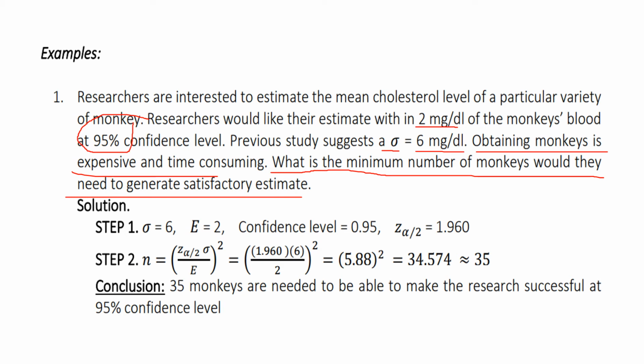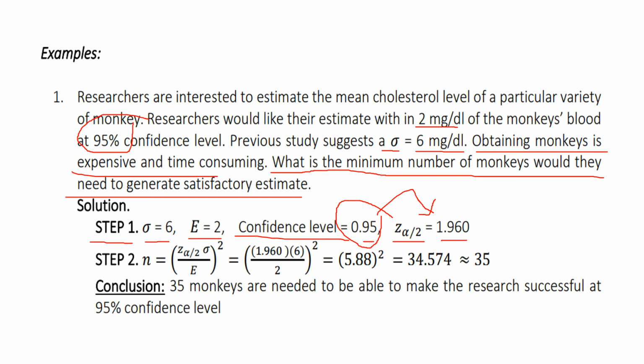Now, for step number 1, your population standard deviation is 6, your E or your error is 2, your confidence level is 0.95, and your C sub alpha over 2 is 1.96. Dealing with this confidence interval using your table, that will be your 1.96. That's why it is important for us to memorize the most commonly used values of your confidence level plus their corresponding critical values.